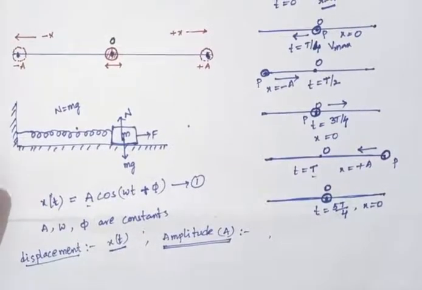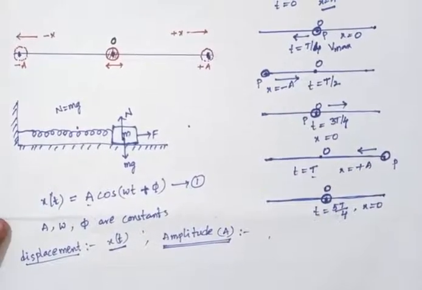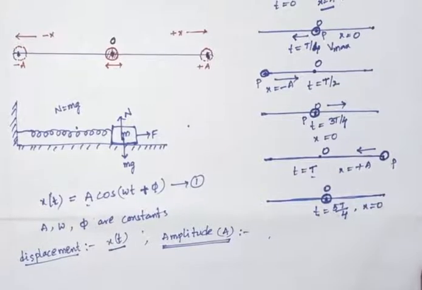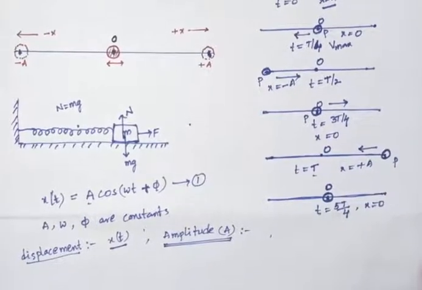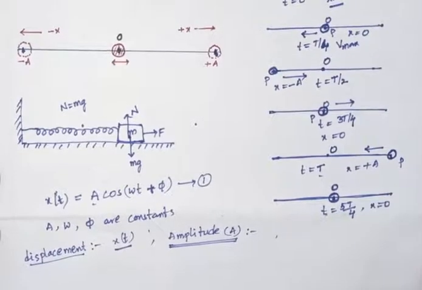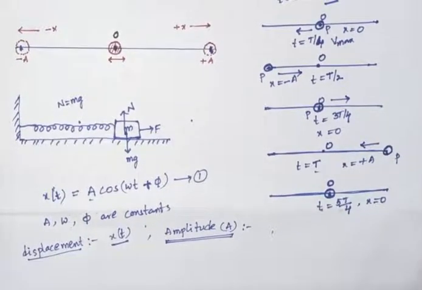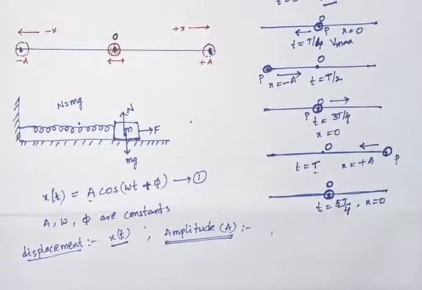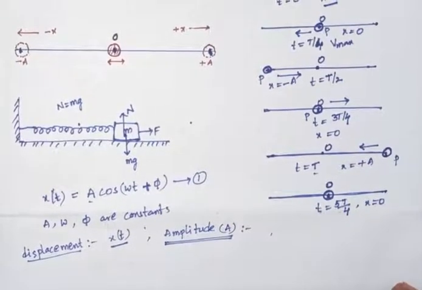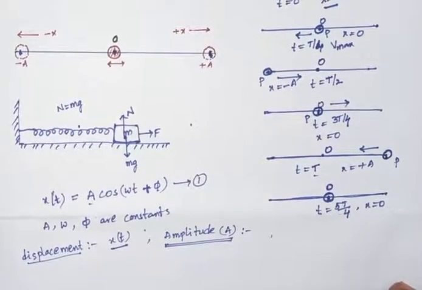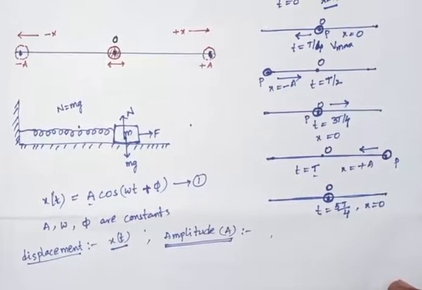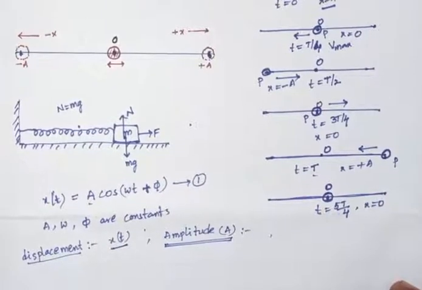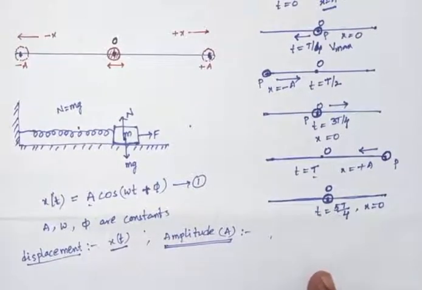We have already discussed frequency and time period. What is frequency? Frequency is nothing but the number of oscillations or vibrations taken in unit time. And time period is the time taken for one oscillation or one vibration. So this is simple harmonic motion.